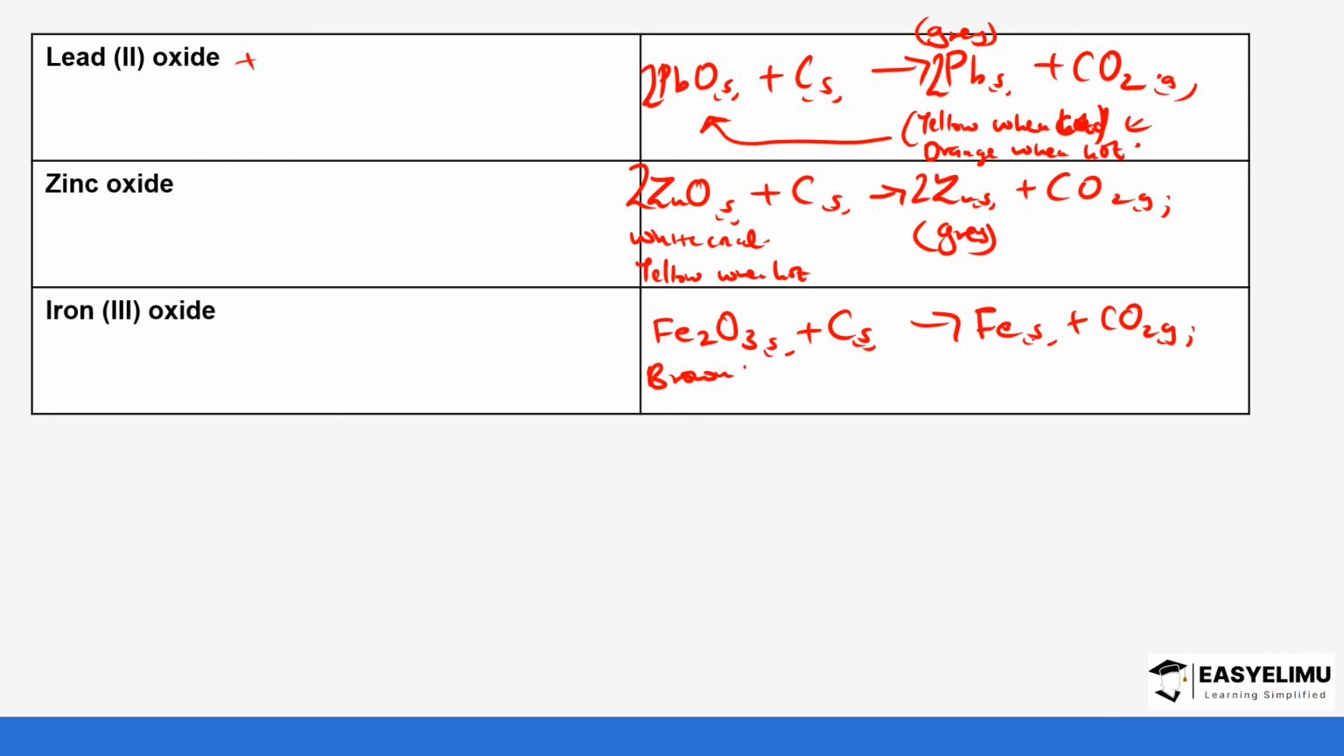When it's reduced, it changes to a gray color. So let's balance this equation. Since we have 3 oxygens this side and 2 oxygens, we are going to make them even. We multiply by 3 here and multiply by 2 here. So now we have 6 oxygens this side and 6 oxygens this side, but we have 4 irons, so we have to put 4 and 3 carbons. And that balances the equation.